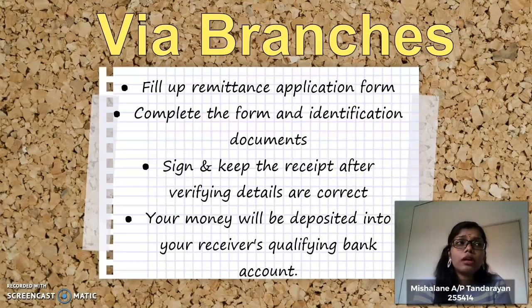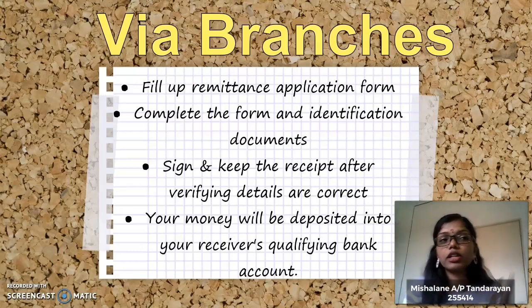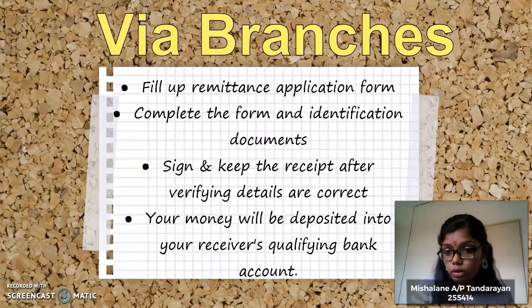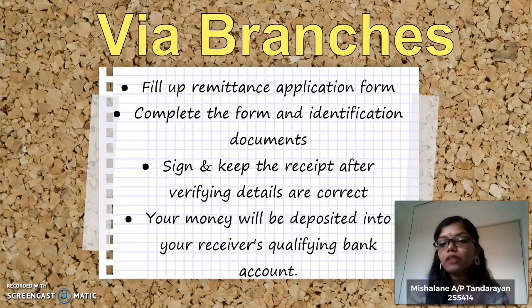For example, a man from here who is sending money to Singapore. So from your bank, once the steps are completed and verified by the banker, the money will be transferred automatically to the Singapore bank.